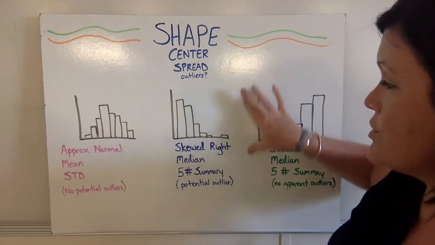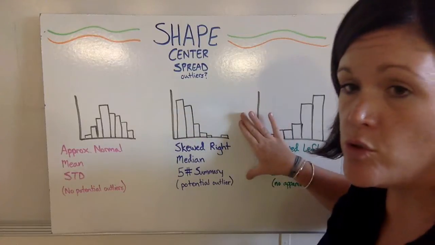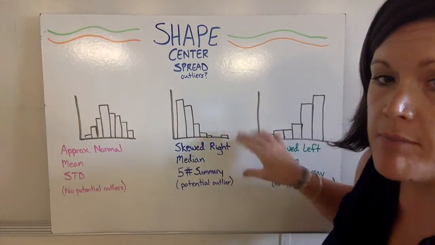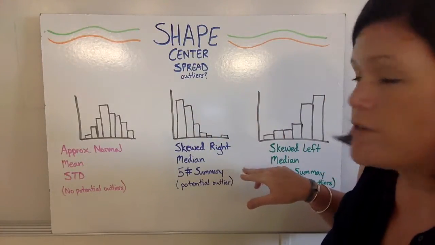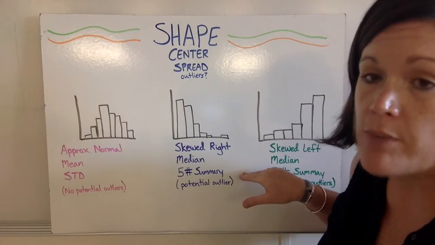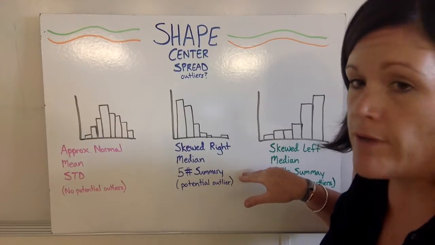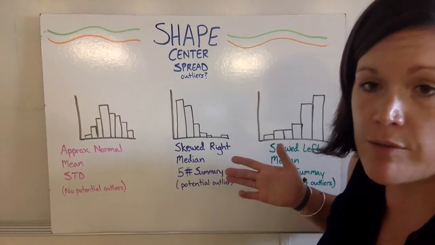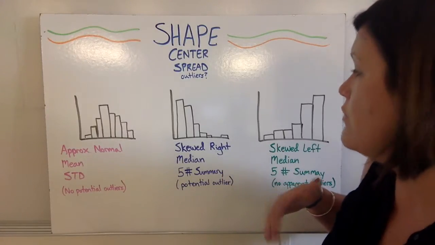And then in the middle for skewed right, since it is skewed, you automatically want to talk about the median for your center. And you want to use the 5-number summary to help you discuss spread. What does the first 25% of your data look like? What's the middle 50% look like? What is the overall trend of your data?